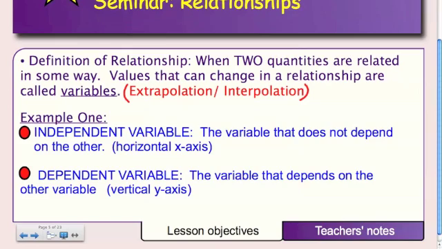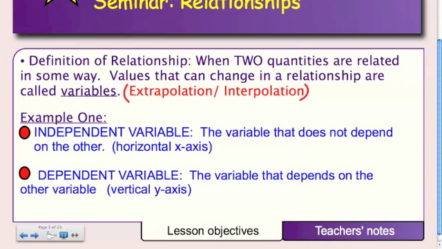Can anything stop time? Steven, can anything stop time? No, right? Time doesn't depend on anything. No matter what happens in the world, time is going to keep going. So that would be an independent variable. And whenever we have a situation that involves time, time is going to be on the x-axis because it doesn't depend on anything, right?